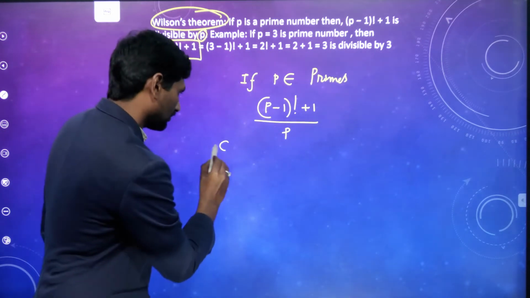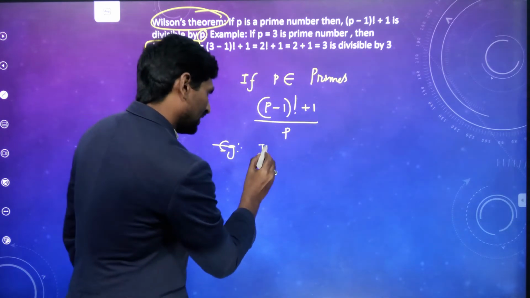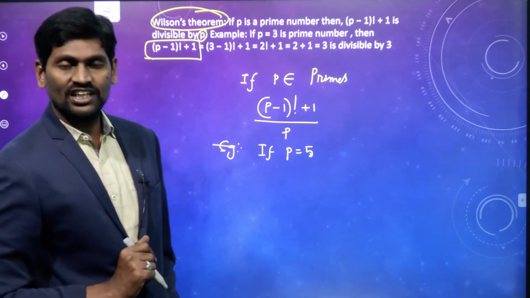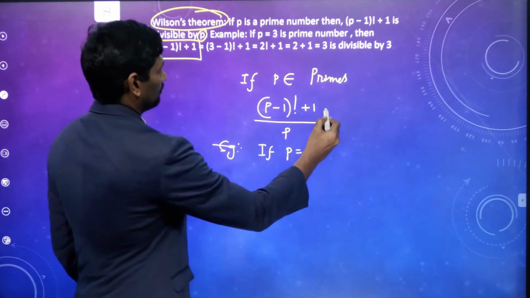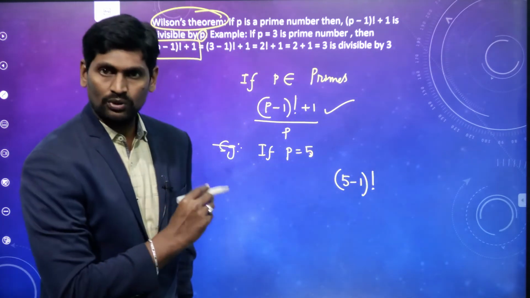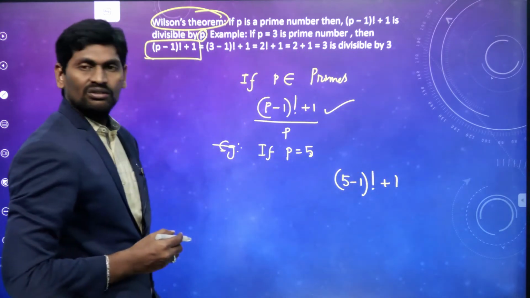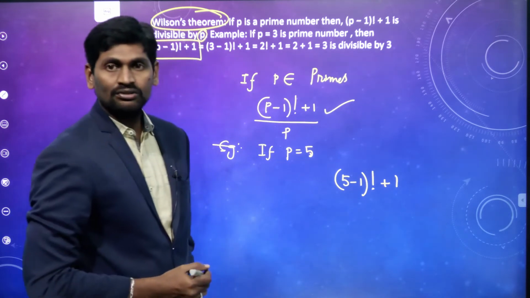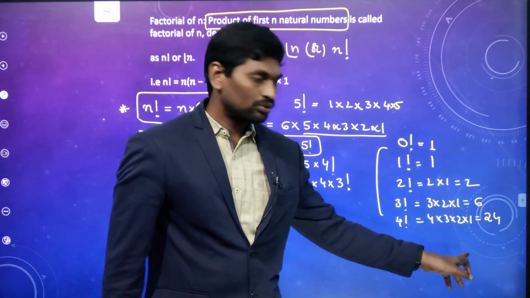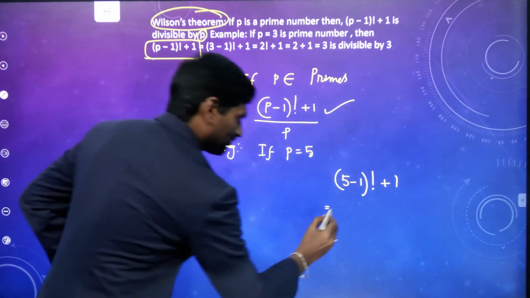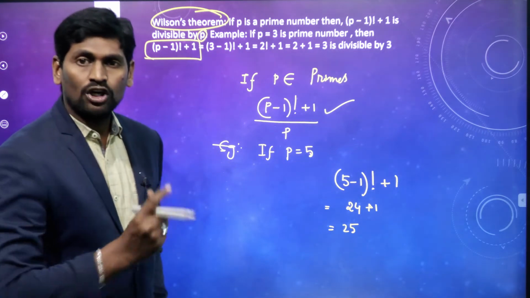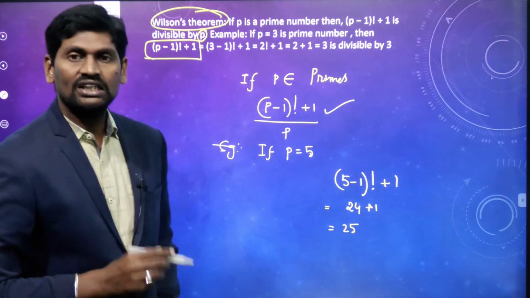Let us check through one example. See, if p equals 5, is 5 a prime number or not? Yes, 5 is a prime number. Substitute in Wilson theorem: (5 minus 1) factorial plus 1. 5 minus 1 is 4, and 4 factorial means the product of the first 4 natural numbers. That means 4 into 3 into 2 into 1, which is 24. 4 factorial value is 24. 24 plus 1 is 25. Is 25 divisible by 5 or not? Yes, obviously. 25 is divisible by 5.